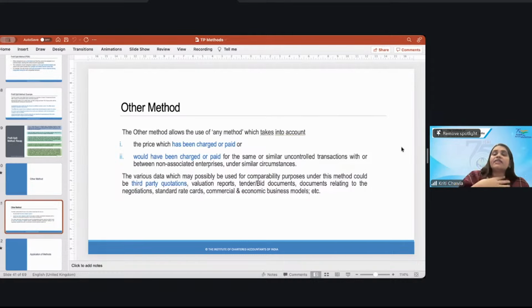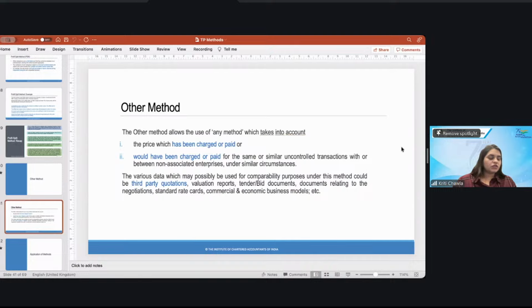So let's say that I have entered into a transaction today with respect to a particular service. Now, I need to justify that this is at arm's length. How will I do that? Well, I can look at independent parties and I can take a quotation from them. The quotation will say that if they had transacted going forward in that particular transaction, they would have been charged or they would have paid this kind of money. So this is where the other method actually comes into place.